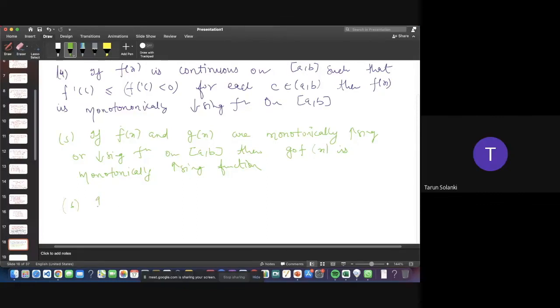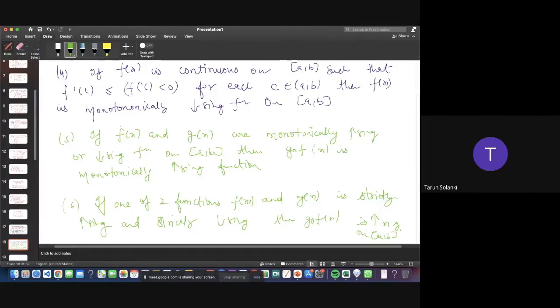Last is: if one of two functions f(x) and g(x) is strictly increasing and the other strictly decreasing, then f(x)g(x) is strictly decreasing on a to b, right? So with this, we are done with the properties.